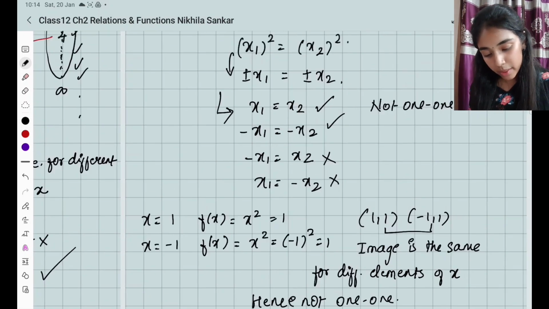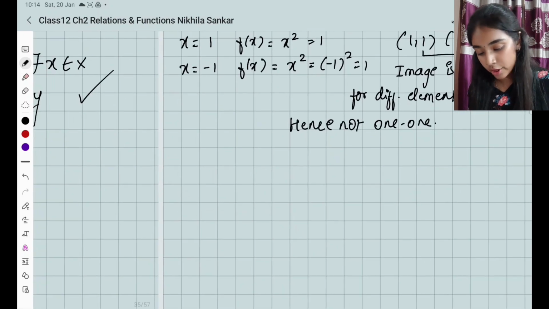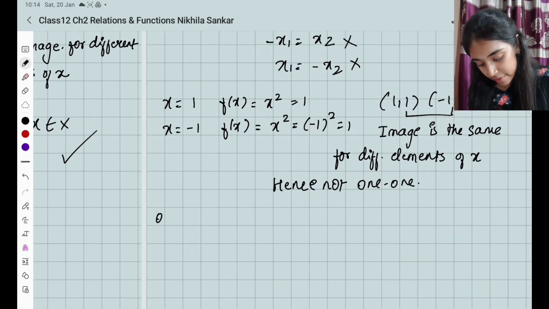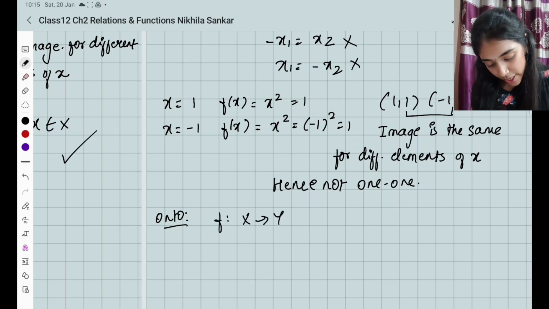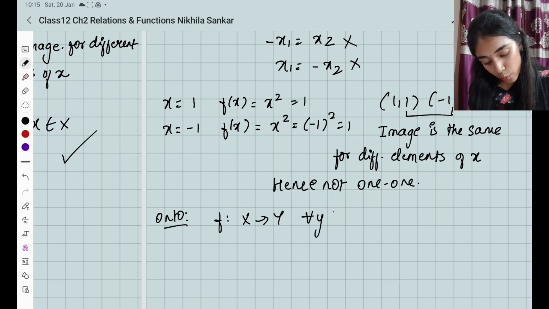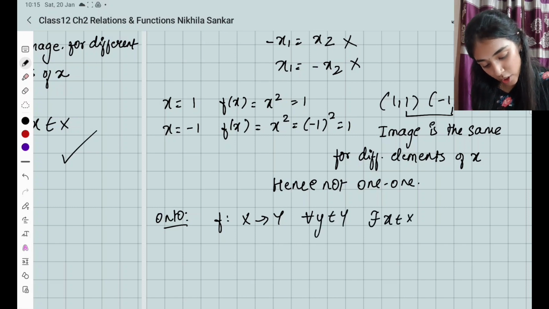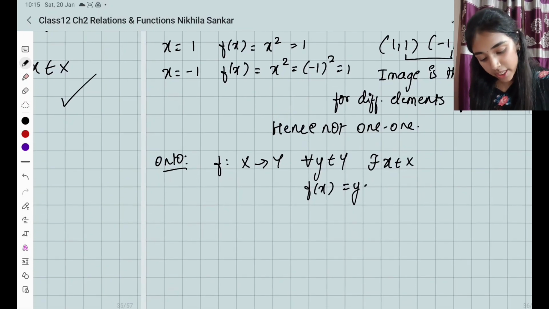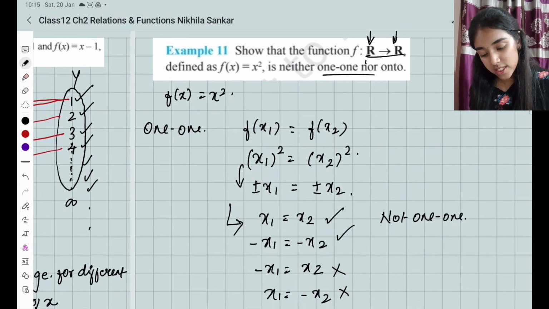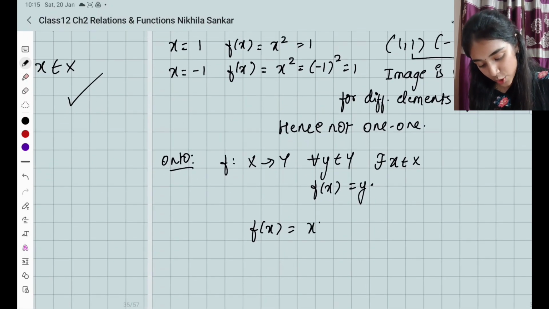Now for on 2, what are we going to do? What is given here? Nor on 2 is given. So which means, how are we going to prove on 2? So for function from x, capital X to capital Y, for every y belongs to capital Y, you have there exists x belongs to capital X for which f of x equals y. Correct? If it is like this, what are we going to do? What is our f of x? F of x is going to be what is given in the question, x square. So y equals x square.